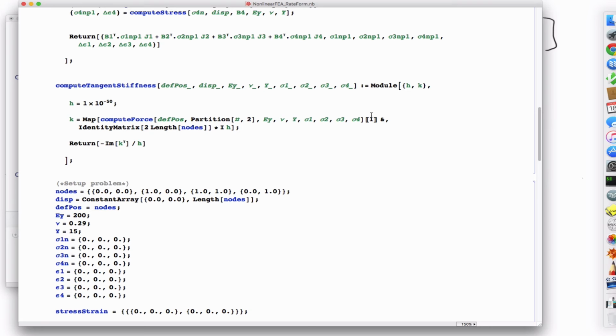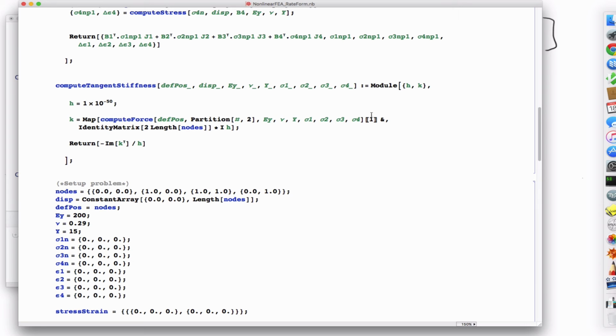Now, and then you see my little hash mark, right? And all the rest of that is just material properties and old stresses coming in, because it's an incremental formulation, we're updating the stresses, okay? But then you see my ampersand on the end. That makes that whole compute force thing a pure function that I'm then going to map the identity matrix over, which is of size 2 times the length of nodes, because each node has 2 degrees of freedom, right? So my identity matrix is 2 times the length of nodes times ih, right?